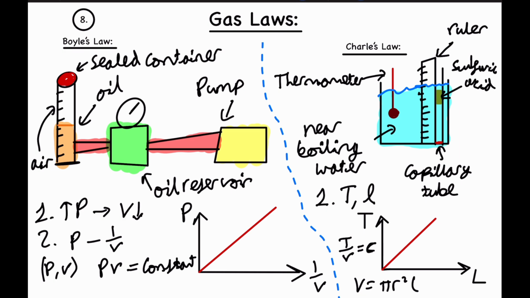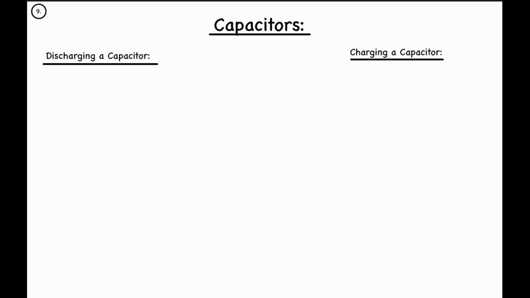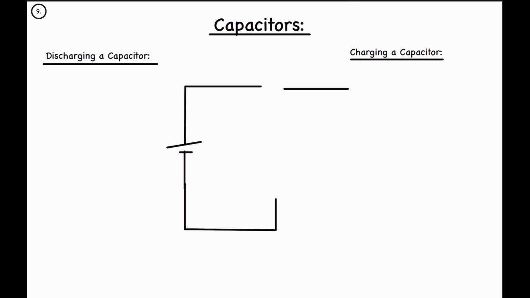Now let's move on to the next experiment. The next practical is capacitors, and here the apparatus would be the same for each one of these, both charging and discharging. So we would have a battery connected to an ammeter, which is connected to a resistor, which is connected to a capacitor, which can be polarized, so you can have a positive side and a negative side.